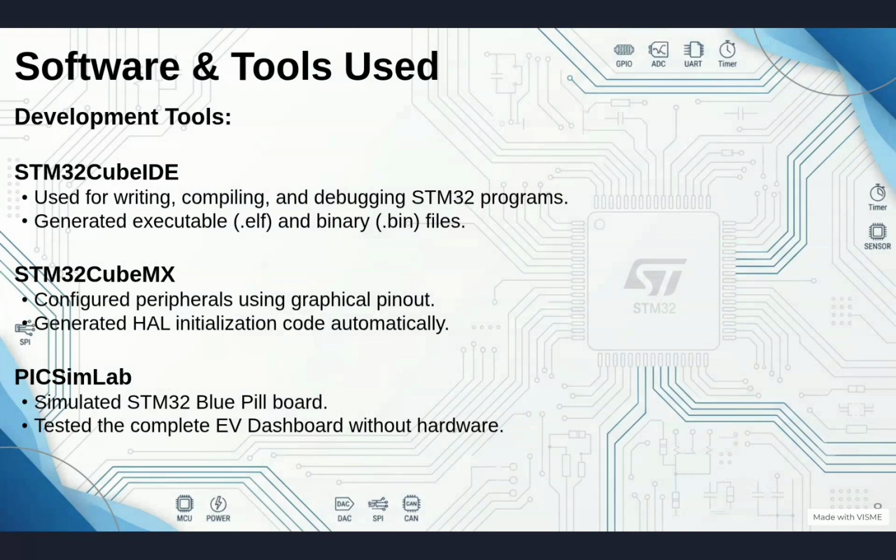We learned STM32CubeIDE used for writing, compiling and debugging the STM32 program, and generating executable binary files, and what the use of binary files is. In STM32CubeMX, we learned how to generate HAL initialization code automatically by configuring the GPIO pins and clock configuration. In SimLab, we learned what SimLab is used for, and simulated the STM32 Blue Pill board and tested the complete EV dashboard without hardware.